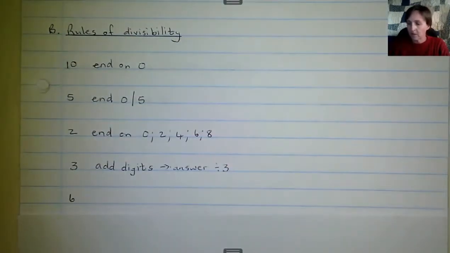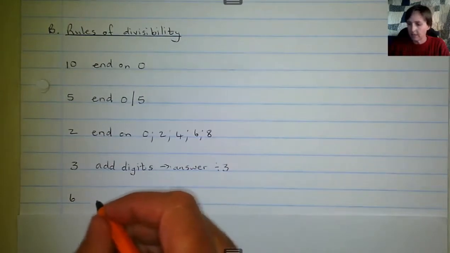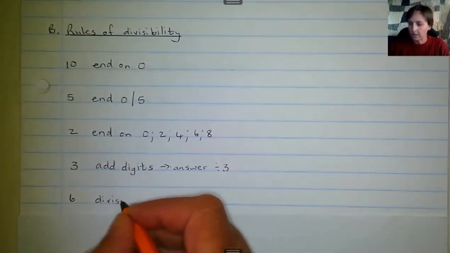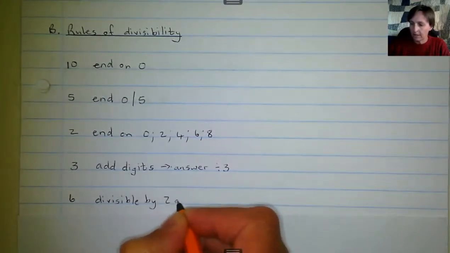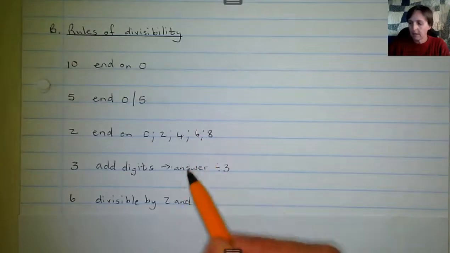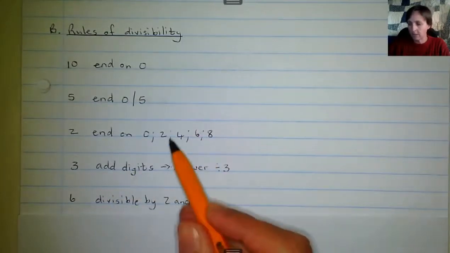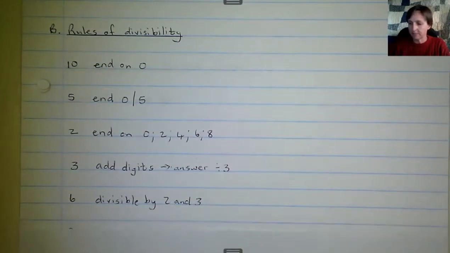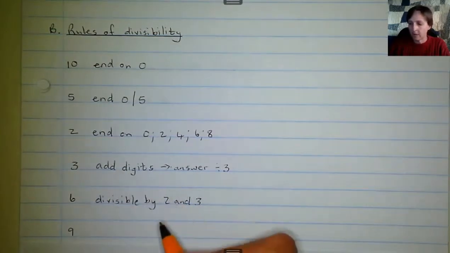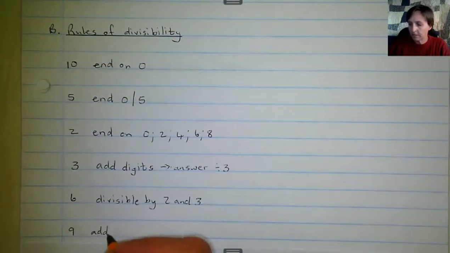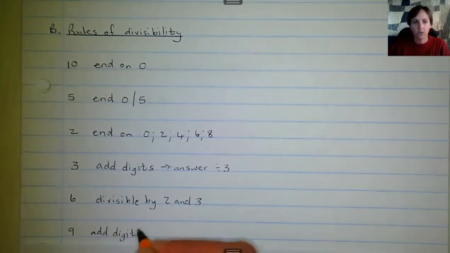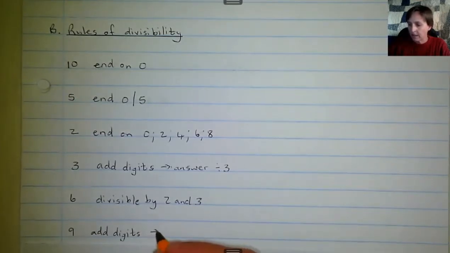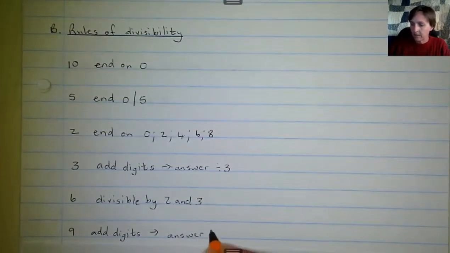Alright. For a number to be divisible by 6, it has to be divisible by 2 and 3. So if it's an even number, and if we add the digits together and it's divisible by 3, then it is divisible by 6. Right, for it to be divisible by 9 is exactly the same as being divisible by 3, except that the answer has to be divisible by 9. So we add the digits together. So 345, 3 plus 4 plus 5. We add those digits together, and if the answer is divisible by 9, the whole number is divisible by 9.